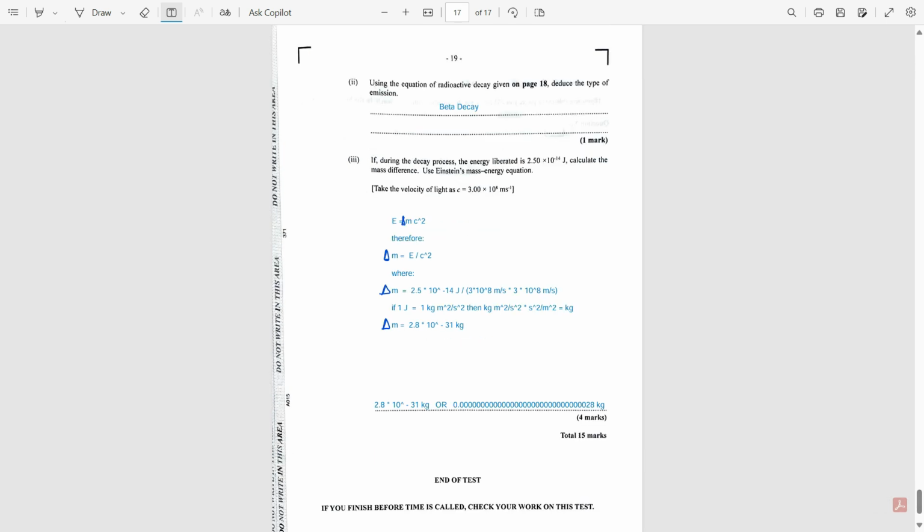So E equals mc squared. Therefore, the change in mass will be equal to E over c squared, where delta M, the change in mass, is equal to 2.5 times 10 to the negative 14 joules divided by the square of 3 times 10 to the 8 meters per second. If 1 joule is equivalent to 1 kilogram meter squared over second squared, then kilogram meter squared over second squared times second squared over meter squared will give us kilograms. And then we get the answer 2.8 times 10 to the negative 31 kilograms.